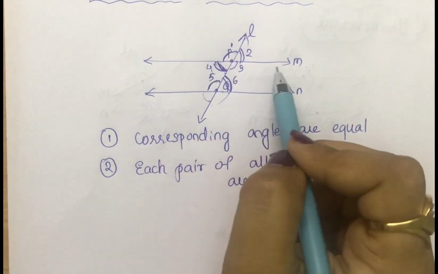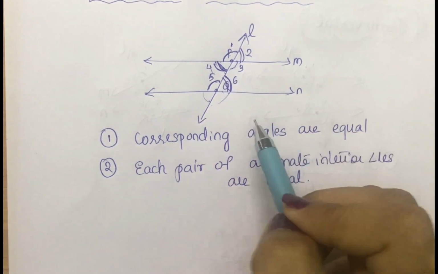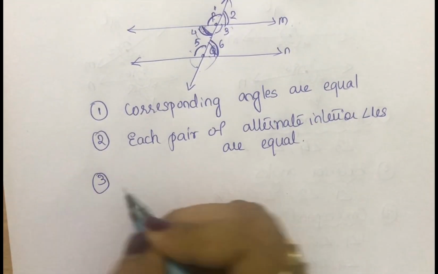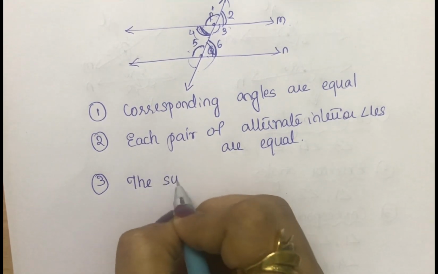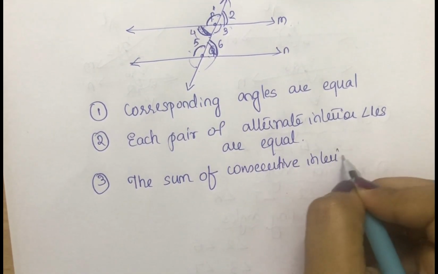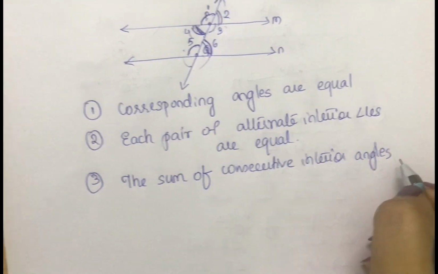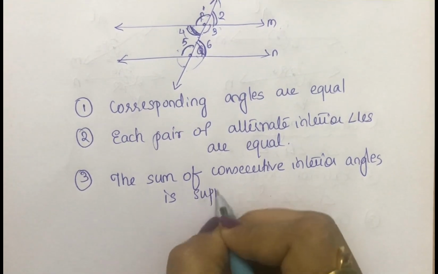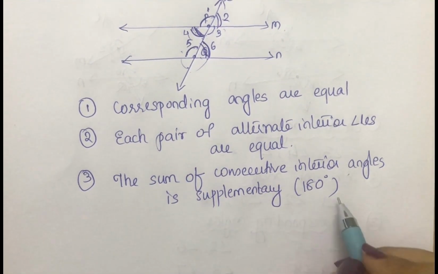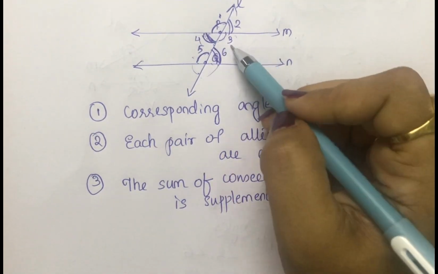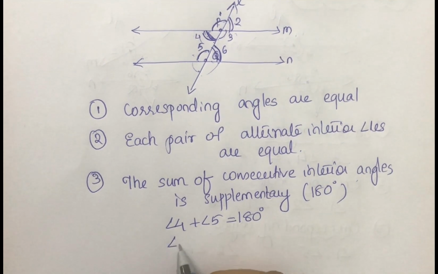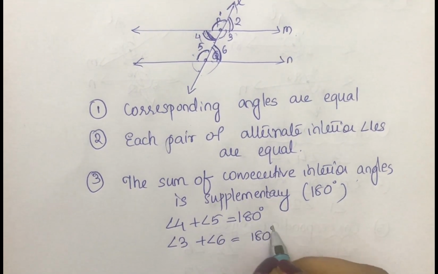Okay, so here first one is corresponding angles are equal. Second thing is alternate interior angles will be equal. Okay, and the third one is the sum of consecutive interior angles is 180 degrees or supplementary. The sum of the consecutive interior angles is supplementary. So what are the consecutive interior angles? Angle 4 and angle 5 and angle 3 and angle 6. So angle 4 plus angle 5 is equal to 180 degrees, and angle 3 plus angle 6 is 180 degrees.